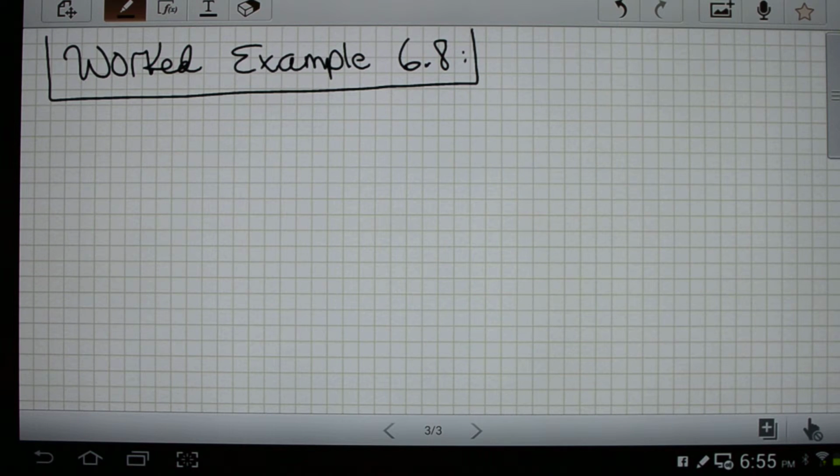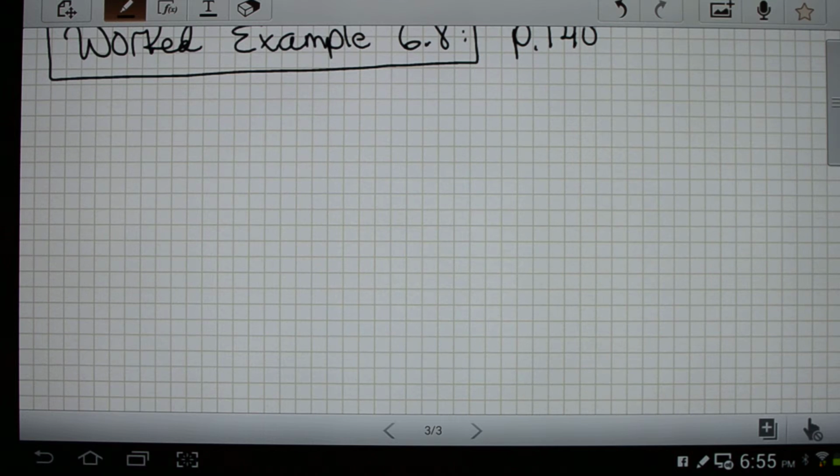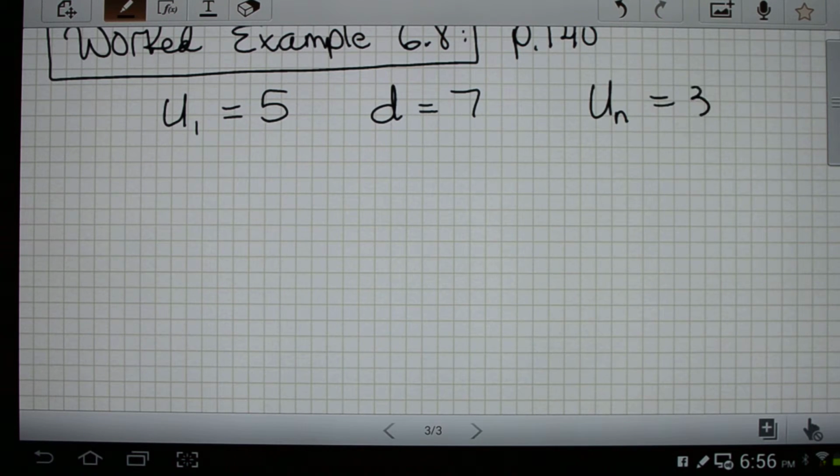It's on page 140, and it says an arithmetic progression, so that's just an arithmetic sequence, has first term, so first term is U1, first term is 5, and common difference is 7. What is the term number corresponding to the value 355? So in other words, Un, the nth term, is 355, and we have to find that.